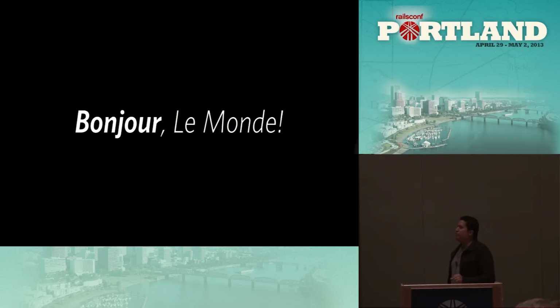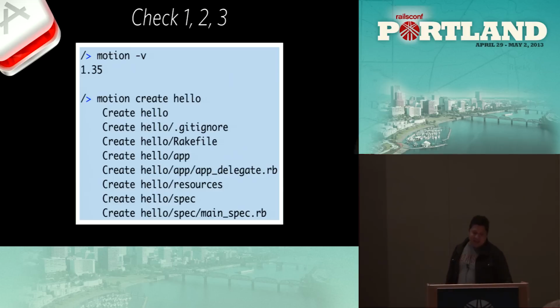So let's do our first example, which is our hello world in French. I hope that's right. Lauren's going to kill me. And I'm going to show you just a quick slide that RubyMotion, it's all encapsulated in the motion command. The motion command is like the Rails command. You use it to create your applications. In this simple example, I'm creating a hello world application.